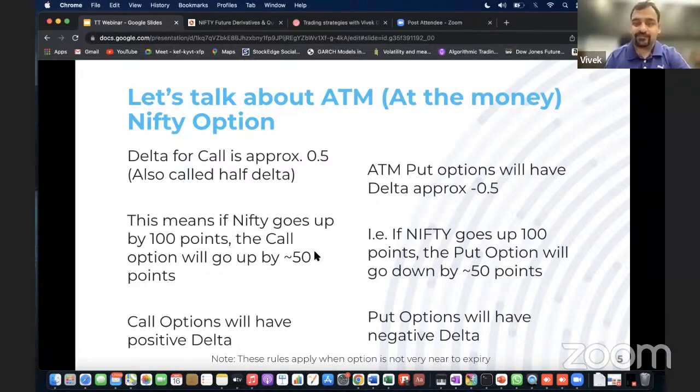Now, things to know. Some of you will know this, but these rules apply mostly when the option is not very close to expiry. They will apply at most other times. If it is very close to expiry, then some other forces will also play in, and the other Greeks will also play in, and these behaviors will not be exactly similar.